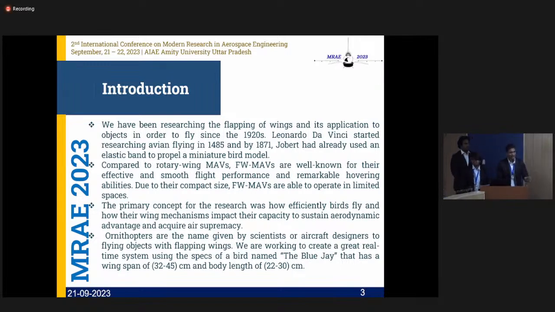In this UAV, we have tried to mimic a bird known as the blue jay, which has a wingspan of around 32 to 45 centimeters and a body length of 22 to 30 centimeters. Now, why have we used this bird? Because it is one of the fastest birds around, and its body shape is very aerodynamic, and hence the loads and the lift study on that are pretty easy and pretty efficient.